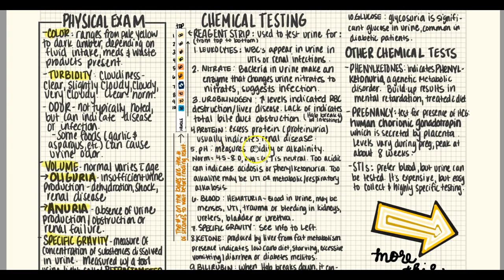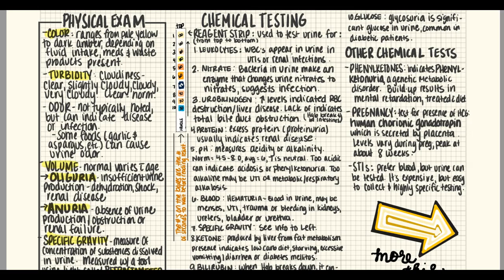So back up to number 4, protein. Any excess protein is proteinuria. That usually indicates a renal disease. pH measures the acidity or alkalinity of a person's urine. Normal pH is 4.5 to 8.0. An average pH level is 6.0. 7.0 is considered to be a neutral pH. If the urine is too acidic, it can indicate acidosis or phenylketonuria. If it is too alkaline, it could indicate a urinary tract infection or a metabolic or respiratory alkalosis going on.